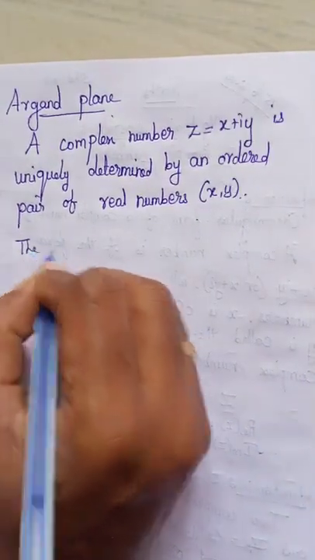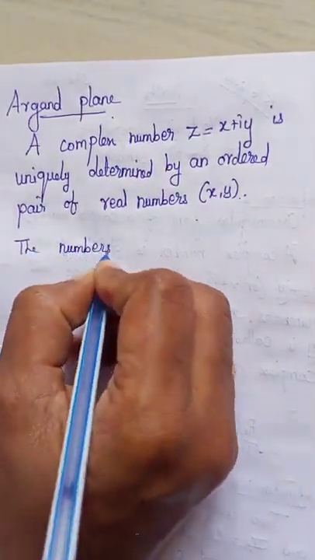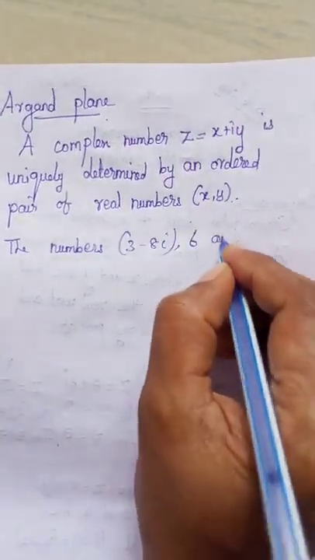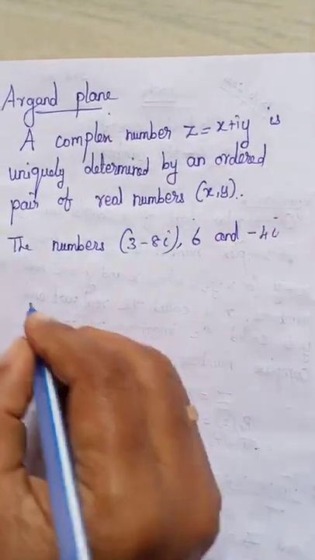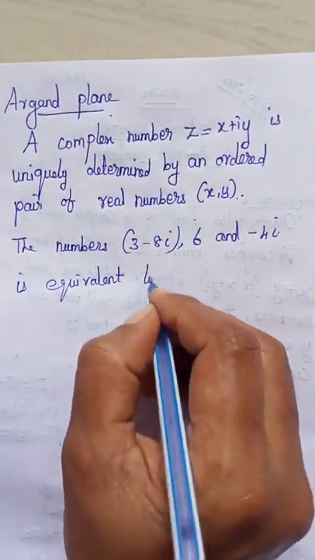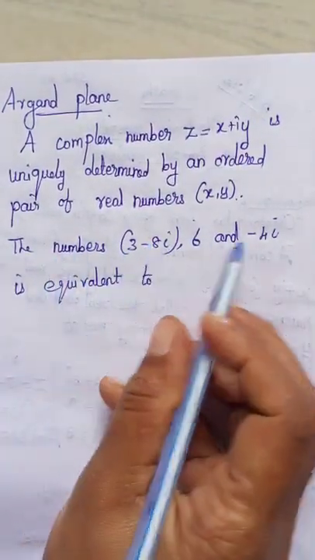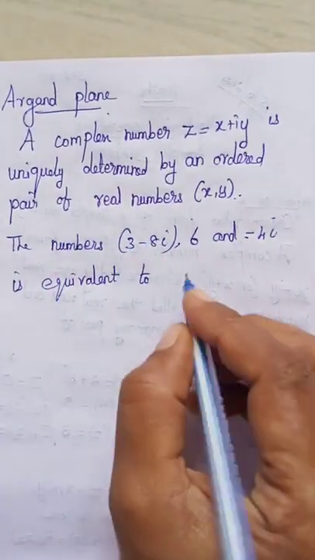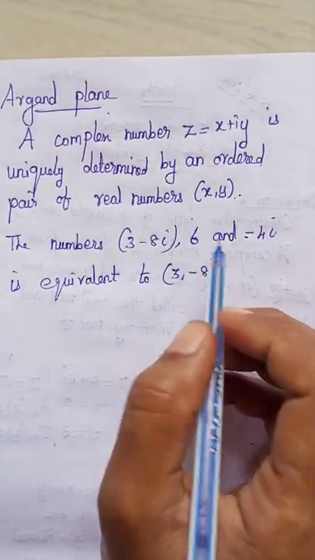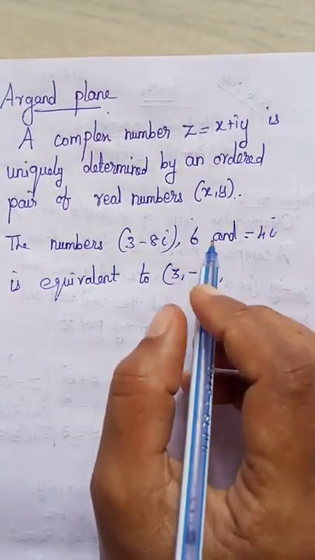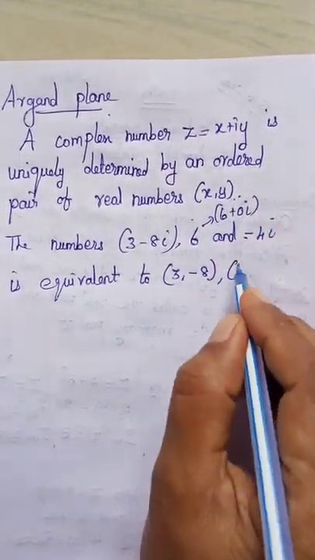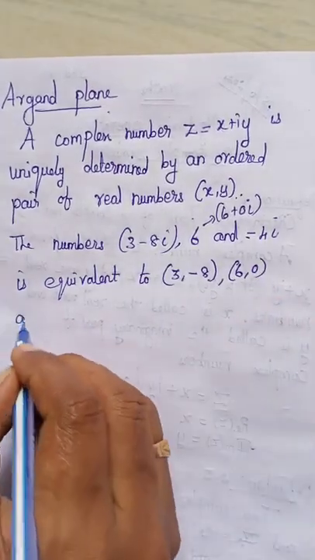Say for example, see these three numbers. This one is equivalent to 3 comma minus 8. For 6, there is no imaginary part, so it is understood this is 6 plus 0i. So I can write it as 6 comma 0.